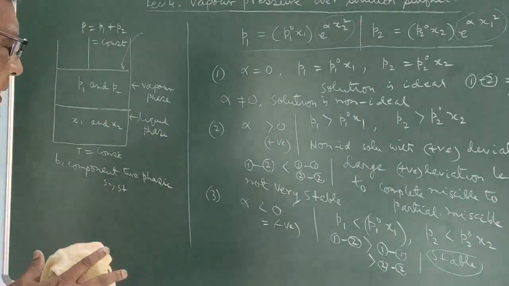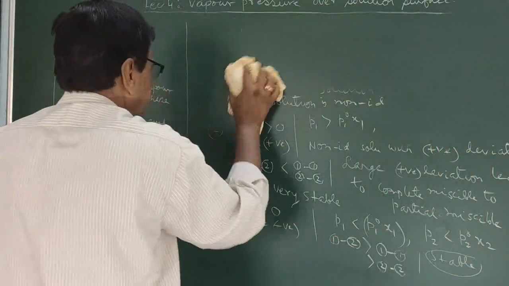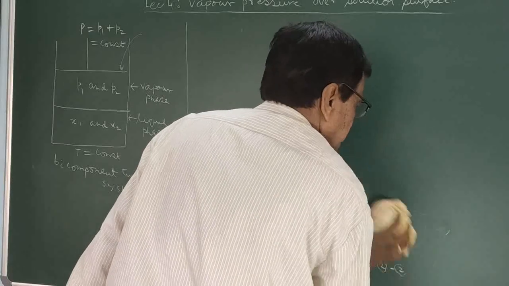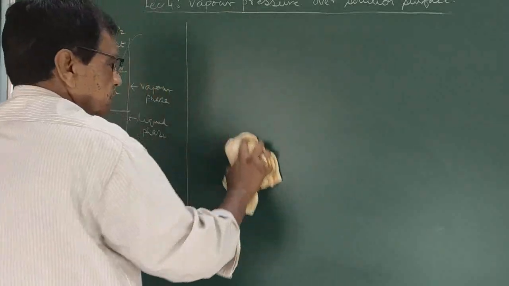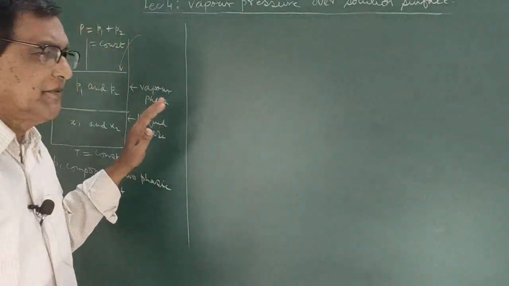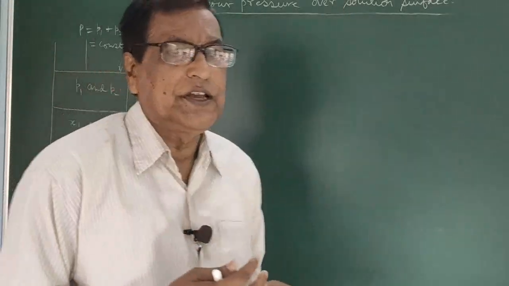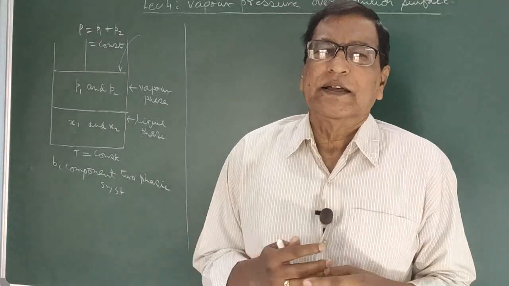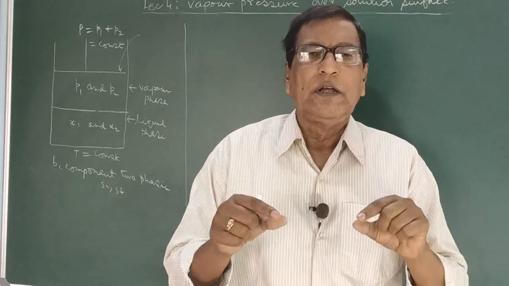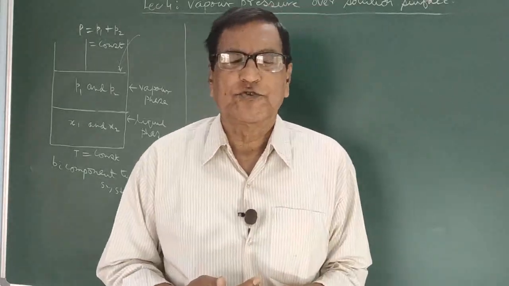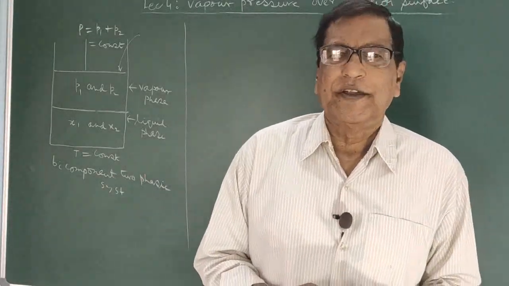Now I would like to derive. It is very surprising that since alpha is the same in both cases, it is clear that both the components behave in a similar way. If one component behaves ideally, then the other component also behaves ideally. If one component behaves non-ideally, then the other component also behaves non-ideally.